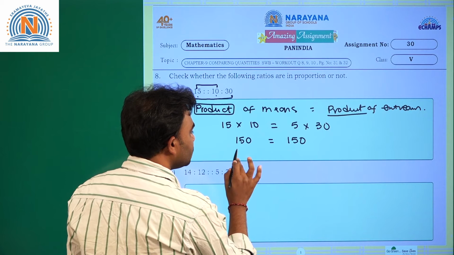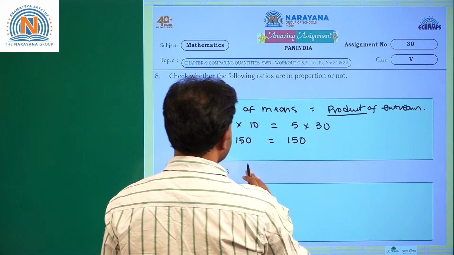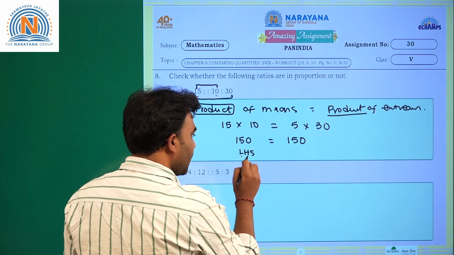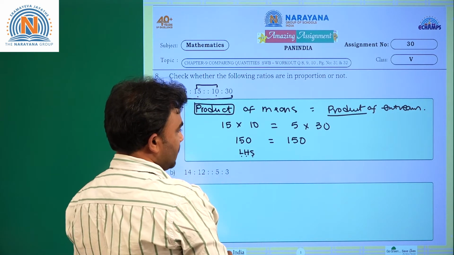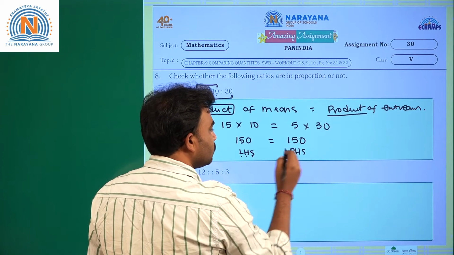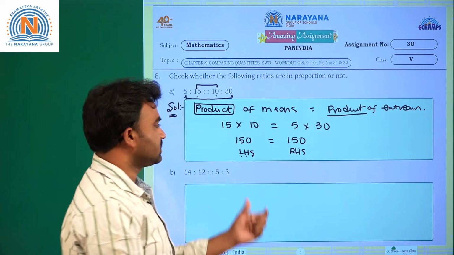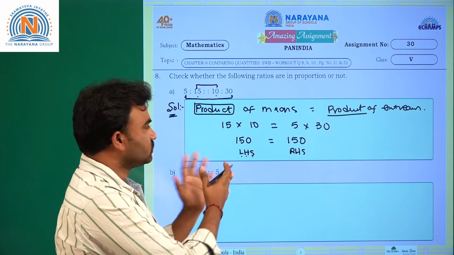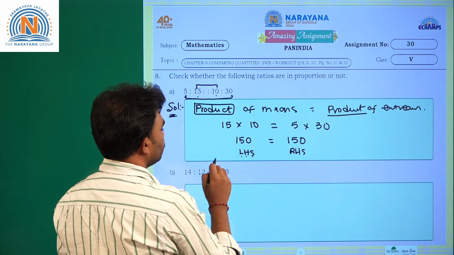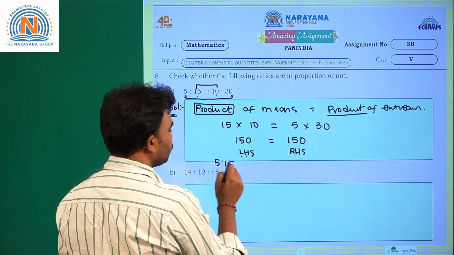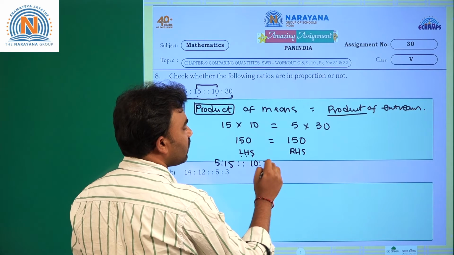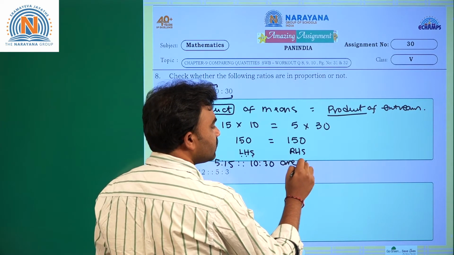So see here, from the left hand side and right hand side. LHS means left hand side, and this is the right hand side. So LHS is equal to RHS. Both are equal, so we can say that these are in proportion. So 5 is to 15 as 10 is to 30 are in proportion.